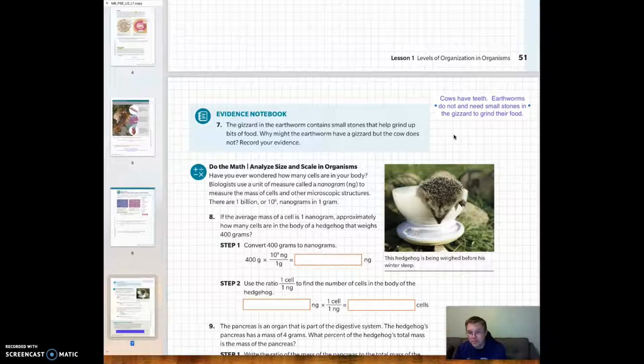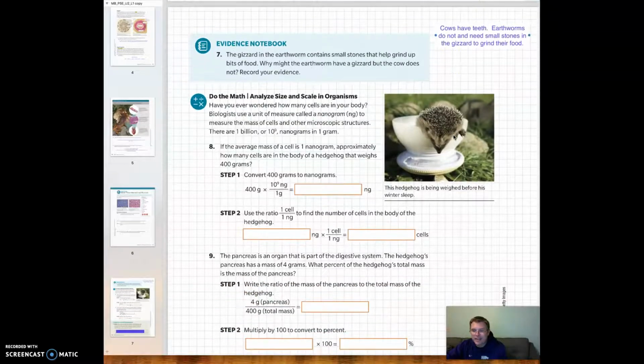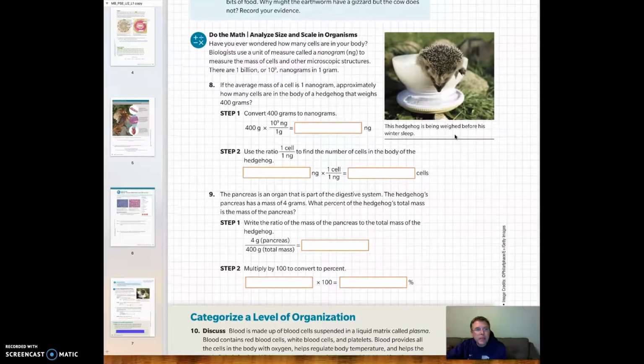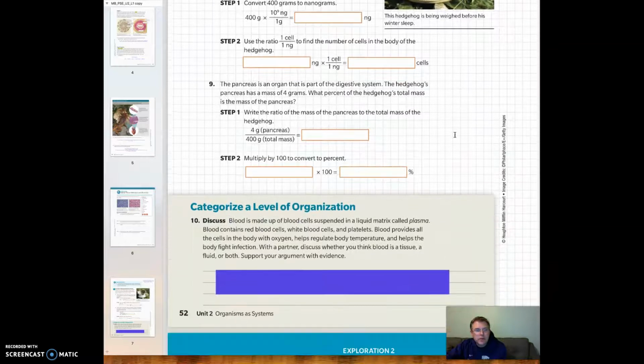They actually process it a little bit, bring it back up into their mouth. You see cows chewing their cud, then they can swallow it down again. Well, earthworms don't have teeth, so they have to have some way to chew up their food a little bit, and that's what the gizzard does. They have little teeny tiny rocks in there, and then as that food moves through, it flexes and moves around in there, and that gives them a little bit of a chewing action, a grinding action to break that food down. Let's see, we skipped over the math problem right there.